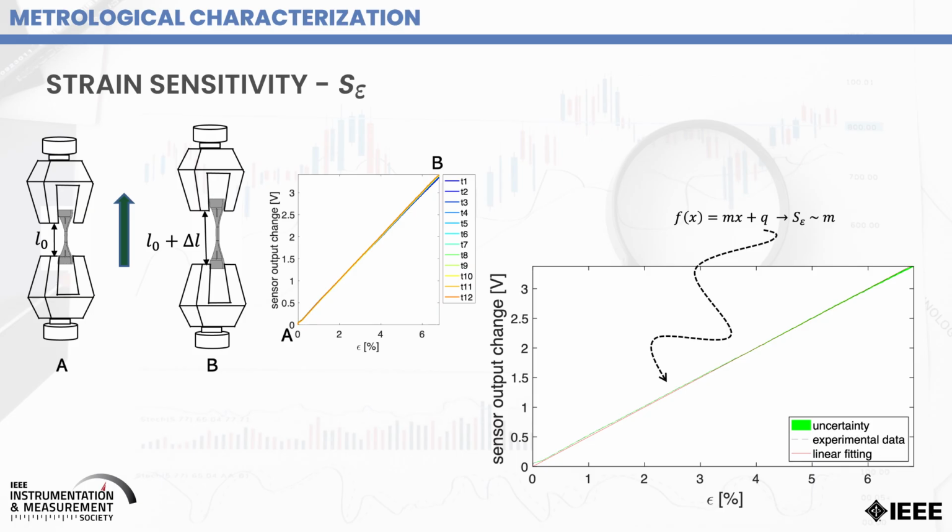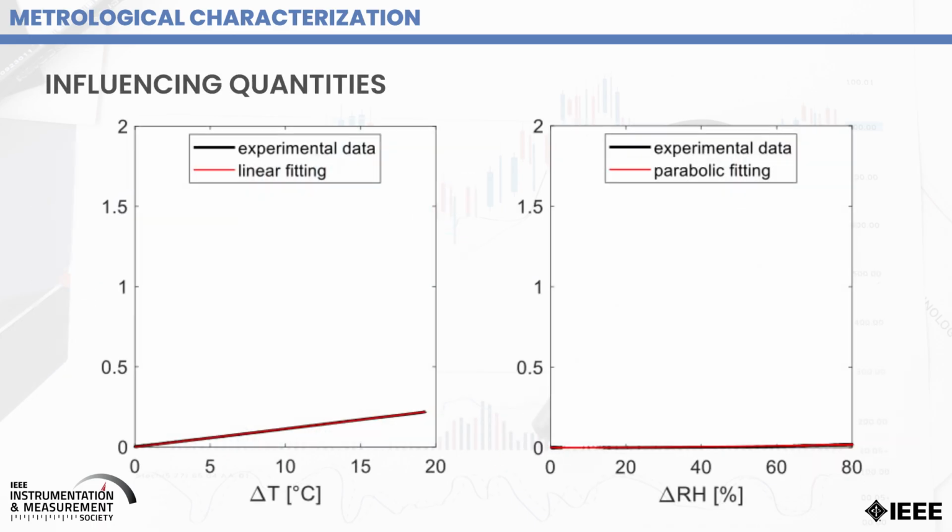For instance, you can use a tensile testing machine to apply known input to your sensor, and then from the calibration curve you can estimate the sensitivity of your sensor. After that, you can also investigate the influence of quantities such as temperature and relative humidity on the response of your sensor. In this way, you can understand if you need a compensation of some quantities to optimize the response of your sensor to strain.